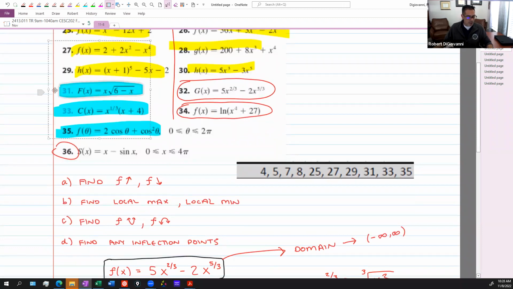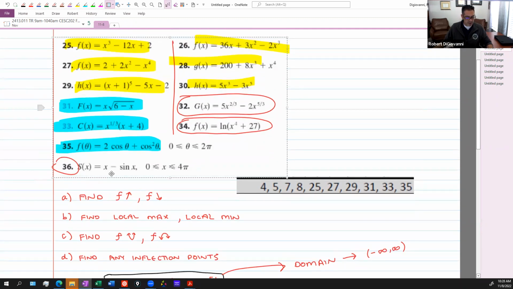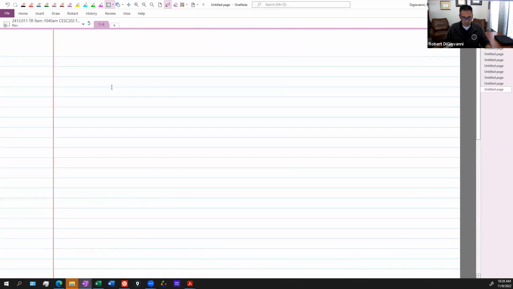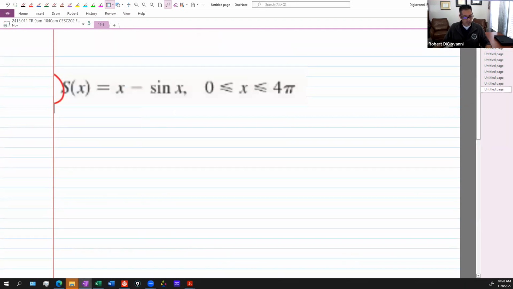Given that those are probably done by me on video, the ones in blue, let's take a look. Let's see if we can knock out this one real quick. For this one, we want to figure out where it's going up and down, local max, local min, concave up, concave down, inflections. All right, so let's take derivatives. Let's use S because they use S of X. Let's just use S the whole time.